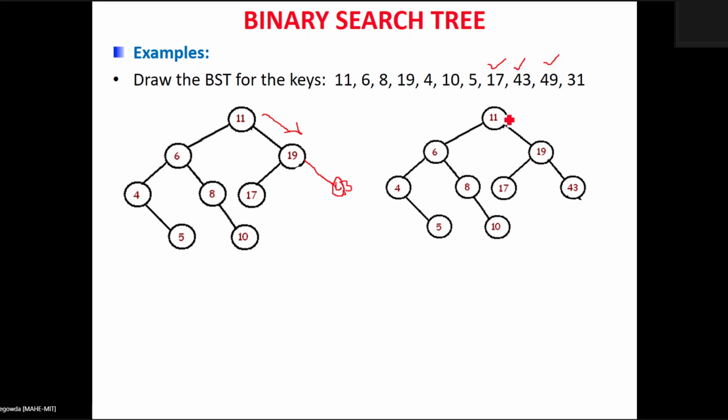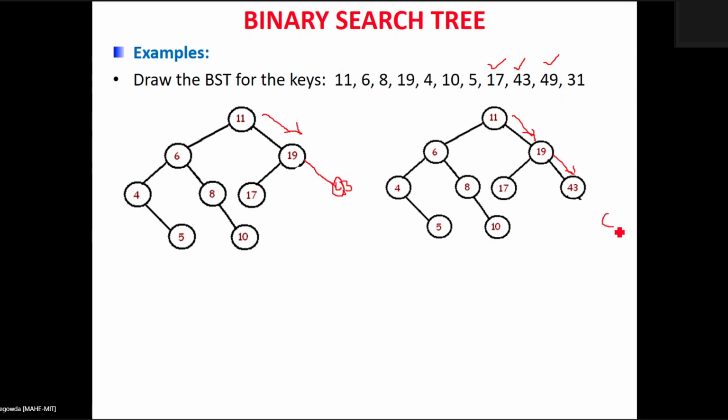Compare 11 with 49. The root node, always you have to start from the root node. So traverse right. Since 49 is greater than 11, compare 49 with 19. Still it is greater, so traverse right. 49 is still greater than 43. You can't traverse right of 43 because of the absence of the right subtree for 43.